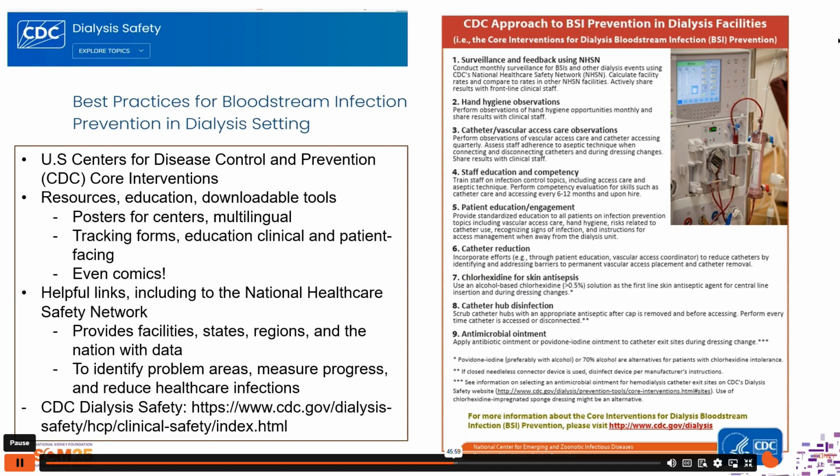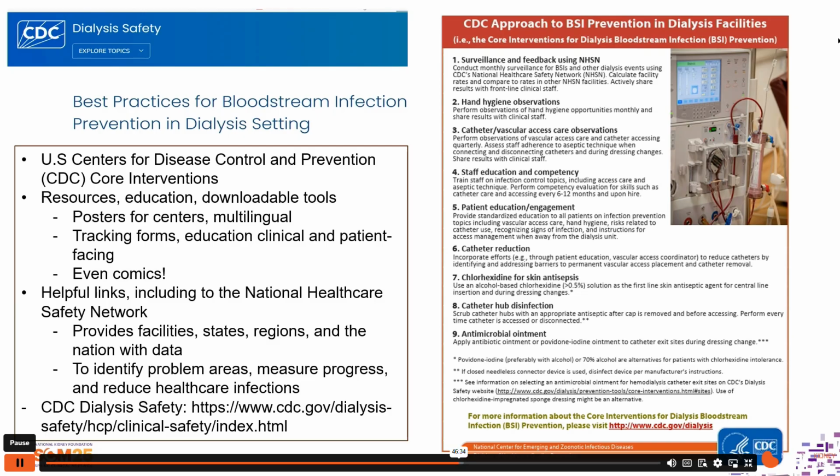Many of these are super collaborative efforts. I love the work that the CDC has done with others to create resources that are available for education, downloadable tools, multilingual posters, tracking forms, and of course the core interventions that are recommended. And this is for preventing all types of bloodstream infections, but there are 9 steps that suggest ways for surveillance, emphasizing hand hygiene and observation collectively to try to reduce bloodstream infections.